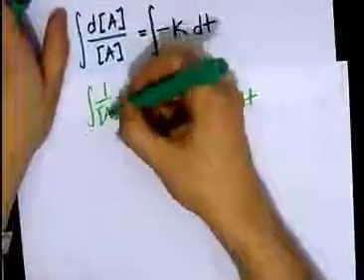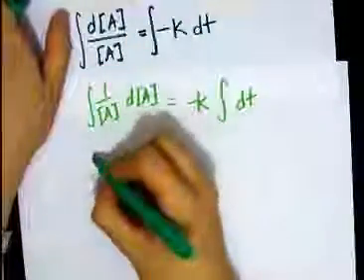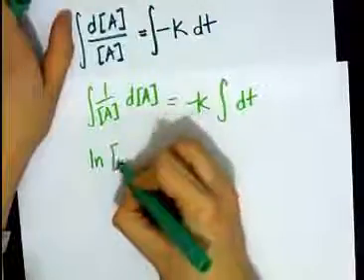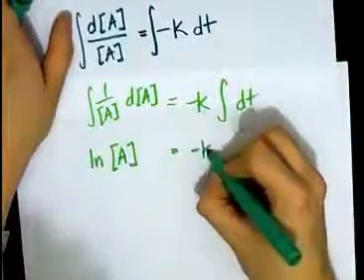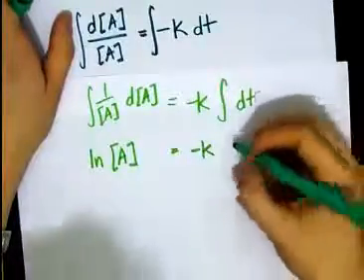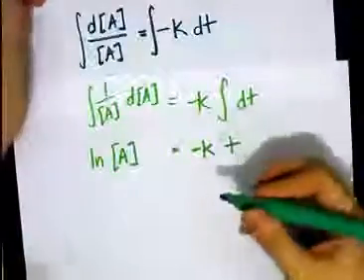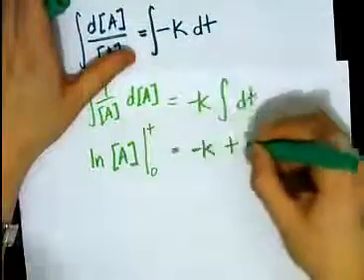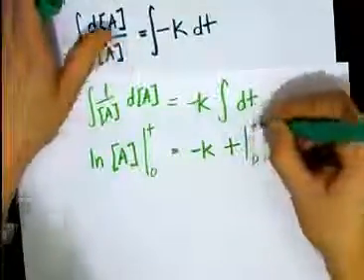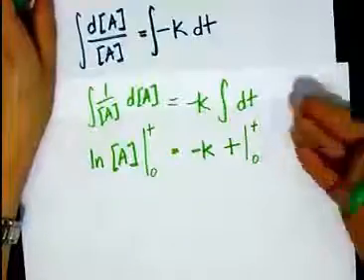Anyways, what's the integral of 1 over A, I ask you? You tell me. The answer is ln of A. I ask you what the integral of 1 is, and you tell me it is t. Hey, look, you're right, because you're smart. It goes from 0 to t in both cases.